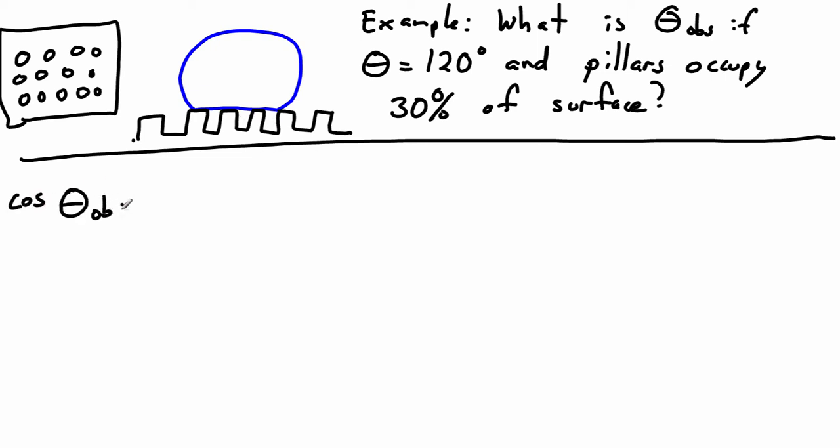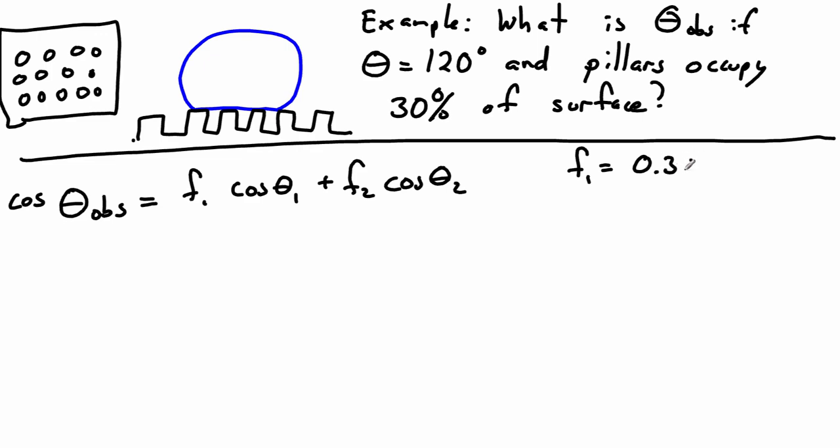The cosine of theta observed is equal to F1 cosine of theta 1 plus F2 cosine of theta 2. We have to figure out what these things are. Well, the pillars occupy 30% of the surface. So let's say F1 is equal to 0.3. That's the fraction of the area taken up by the tips of those pillars. And the contact angle for the material where the water droplet is sitting on those pillars, we said was 120 degrees.